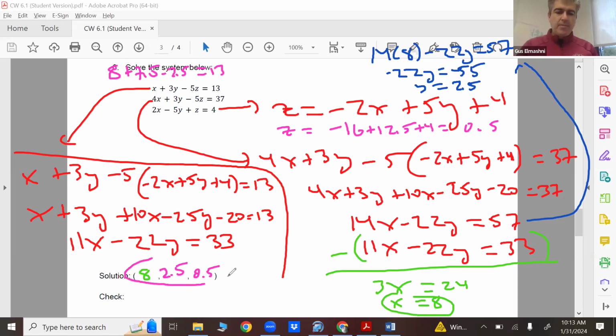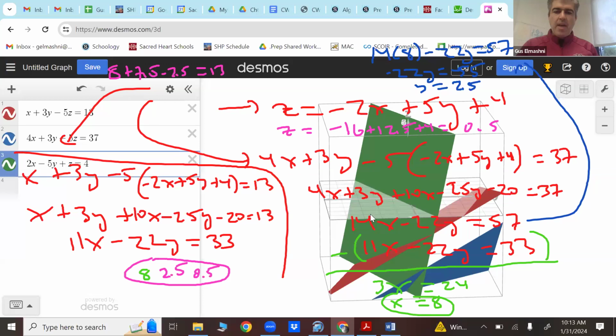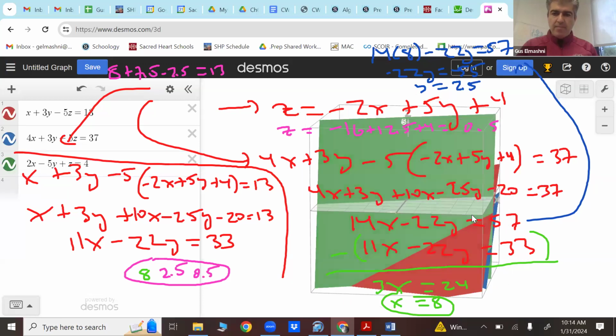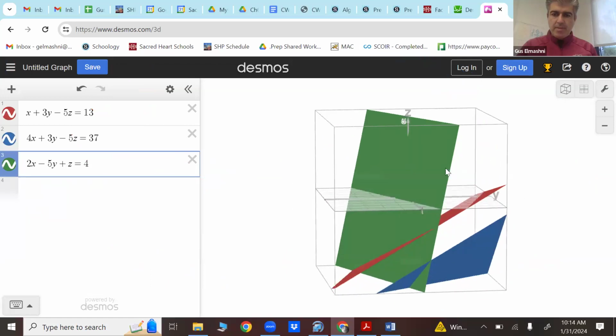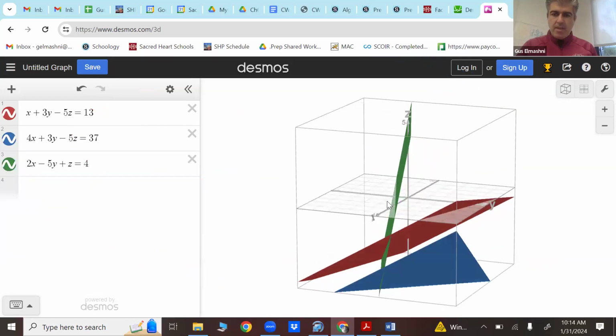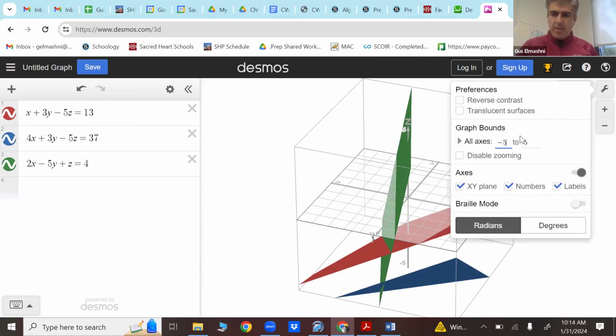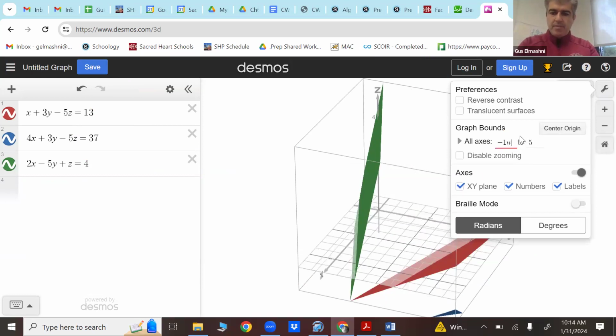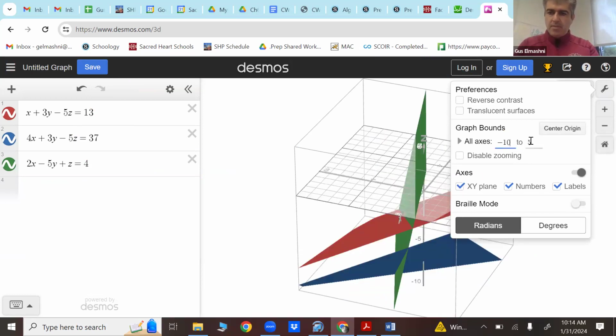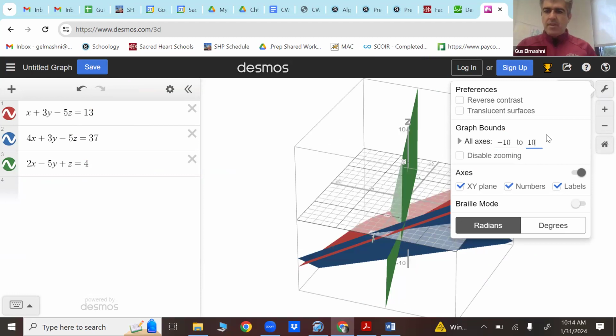If I go back to Desmos, I think I could see the answer in Desmos. Now I think I know what I need to do. I think I have to actually change the, let me clear my drawings for a moment. I think what I need to do is change the scale here, and go from negative 10 to 10.